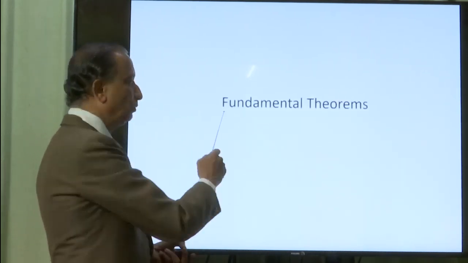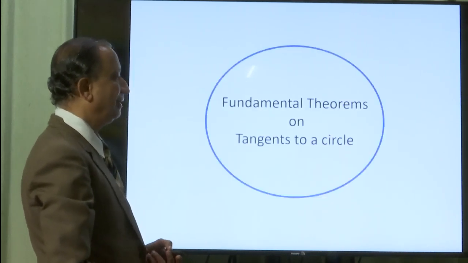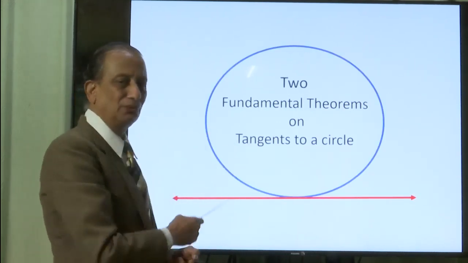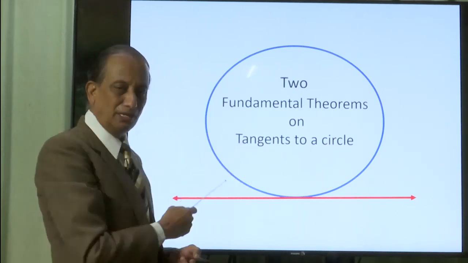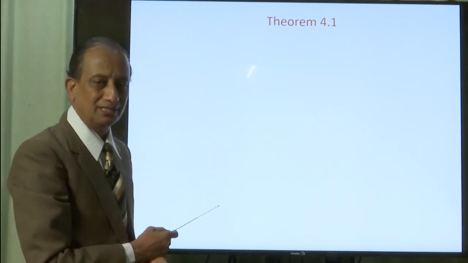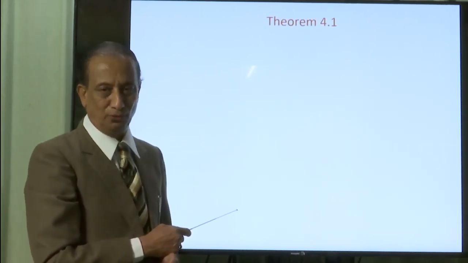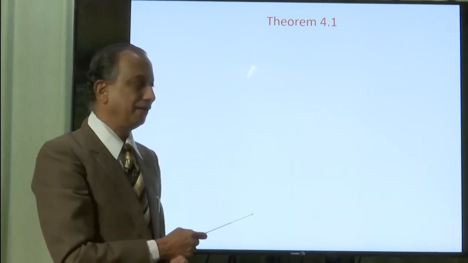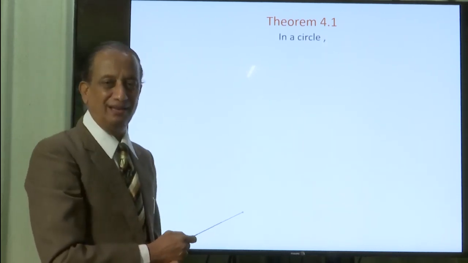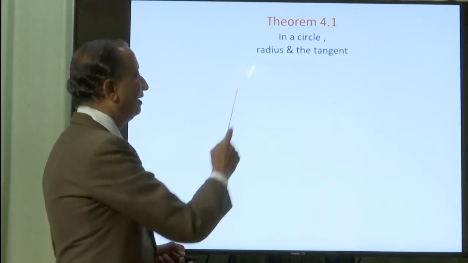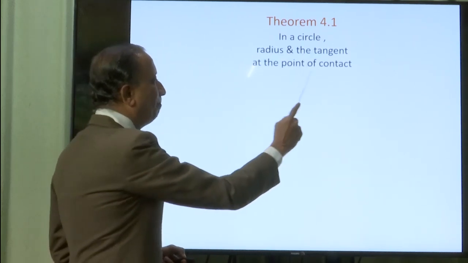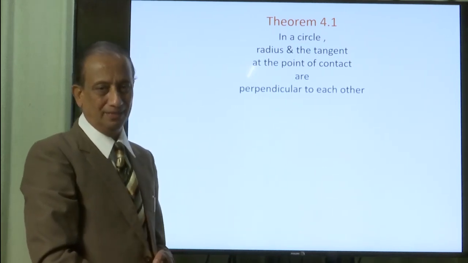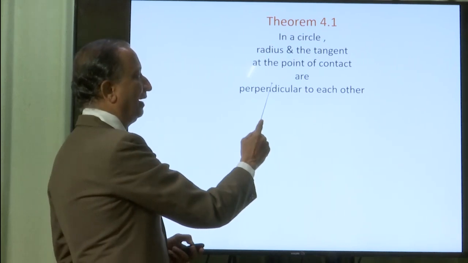Okay. Now comes the two fundamental theorems on the tangents to a circle. There are only two theorems given in our textbook. Let us try to briefly revise these two theorems now. Okay. Let us take the first theorem. In our textbook it is called 4.1. This is not universal. So far as our textbook is concerned, this comes under 4.1. Okay, the statement, general enunciation. In a circle, radius and the tangent at the point of contact are perpendicular to each other. This is the statement. This is called general enunciation.